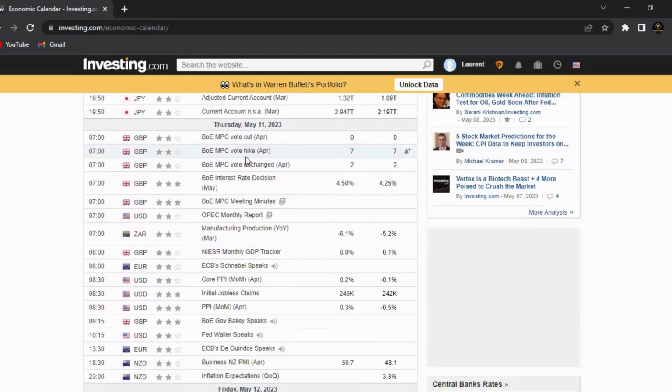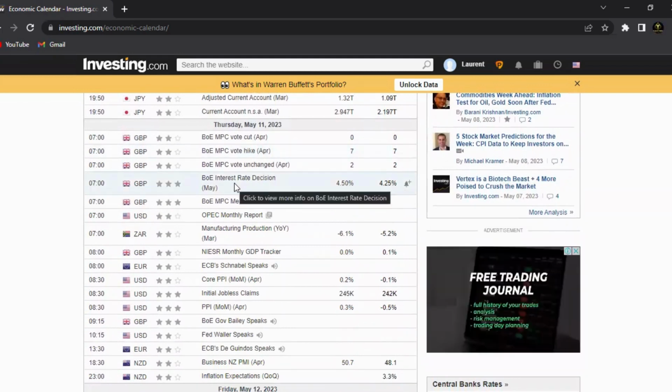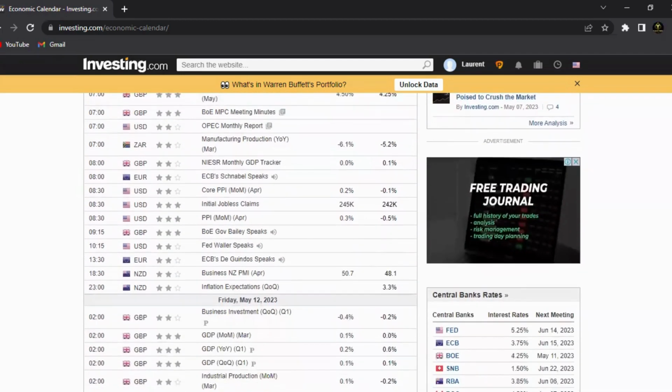On Thursday, we got the interest rate decision for the pound, the strongest event of the week. They are also looking to hike the interest rate by about 0.25. So that'll be interesting. And then we got the US initial jobless claims. That's another strong event. For the euro, it's a speech. For the New Zealand dollar, we got inflation expectations for the quarter. So yeah, you shouldn't be trading New Zealand on Thursday too.